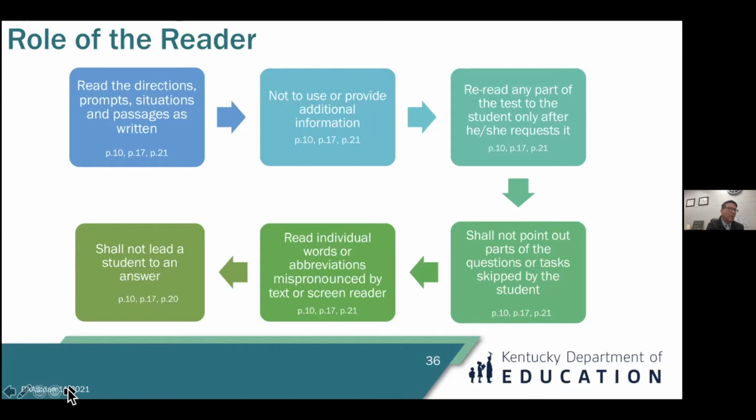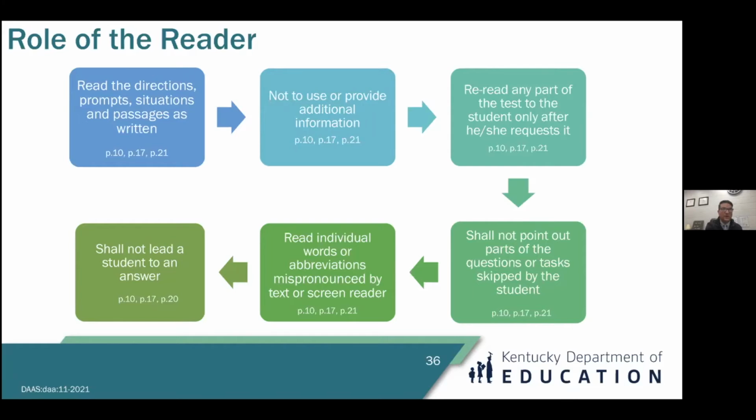A reader may not point out parts of questions or tasks skipped by the student. A reader may read individual words or abbreviations mispronounced by a text or screen reader if specifically requested by the student. So very, very important to note these things. It's a little more of a deep dive here with reading. A reader may not lead a student to an answer. Remember, no emphatic speech when reading.